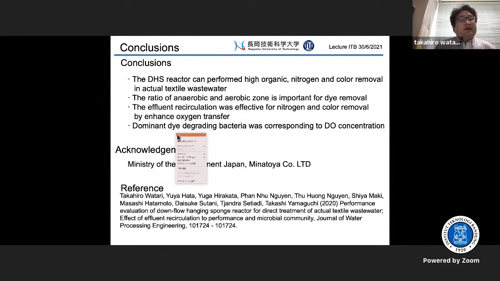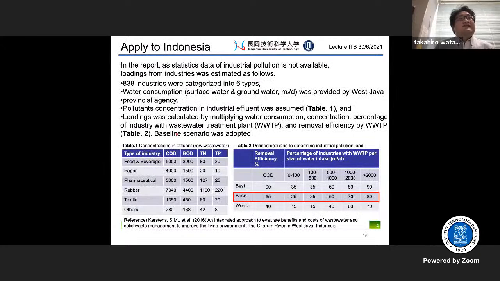So from this research result in Japan, we try to apply these technologies to Indonesia. Actually, I think everybody knows about the current status in the river area. I saw a report showing that 838 industries were categorized into 6 types, and the water consumption, like surface water and groundwater, was provided by the waste removal agencies.